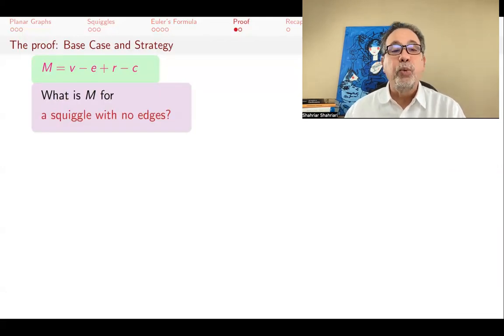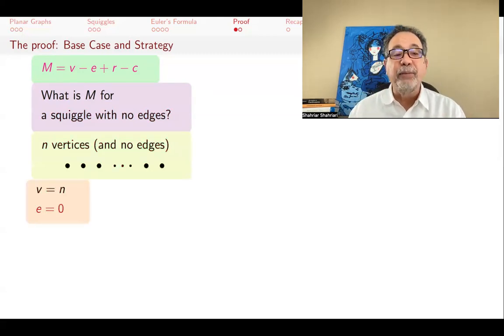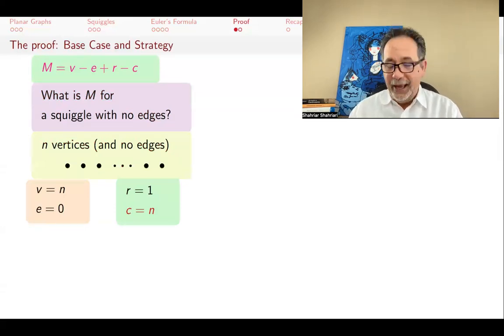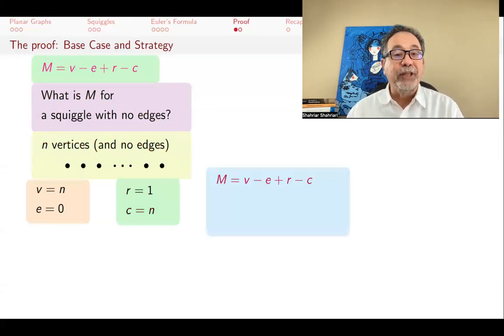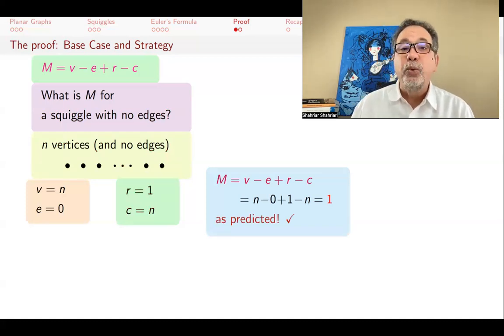Our first question is, what is M for a squiggle with no edges? Well, we have n vertices. N might be 0, by the way, and no edges. The number of vertices is n. The number of edges is 0. The number of regions is 1, because there's just one region, the outside region. And the number of connected components of vertices is n. And if you check what M is, V minus E plus R minus C, you get n minus 0 plus 1 minus n, and that's 1, and that checks as predicted. So at least in this case, we're good.